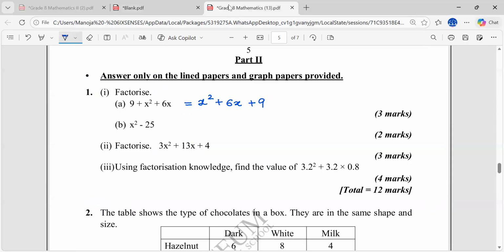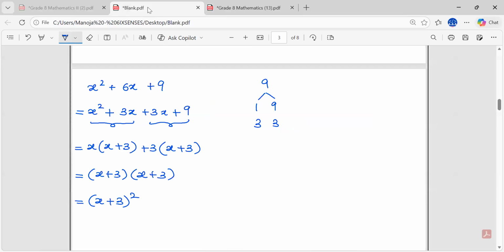x plus 3 squared. Then the next one, it's easy: you have x squared minus 5 squared, and then you write x plus 5 and x minus 5. And when you have the next kind of question, the earlier one that we had, just the x squared, that means you have 1x squared.